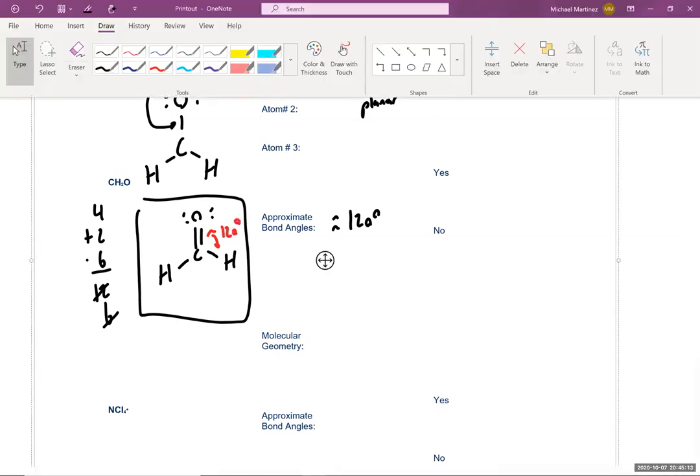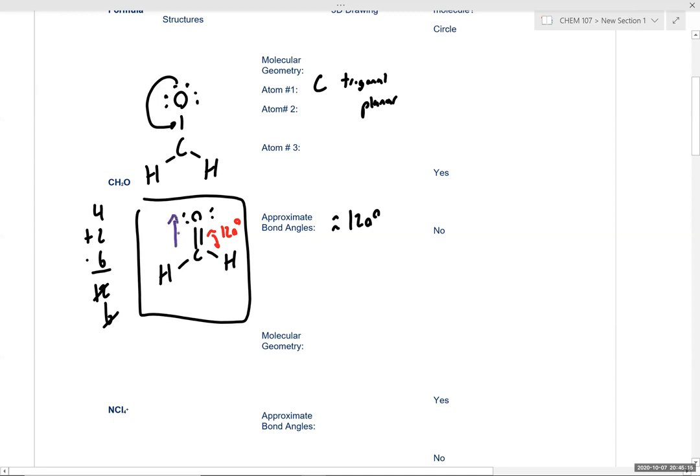Now, looking at this molecule in terms of polarity, does this molecule have polar bonds? It does. Yep, and most importantly, are all of the polar bonds attached to the central atom the same or different? They're different. So as a result, this molecule would have a net dipole and it would be polar. Does that make sense?